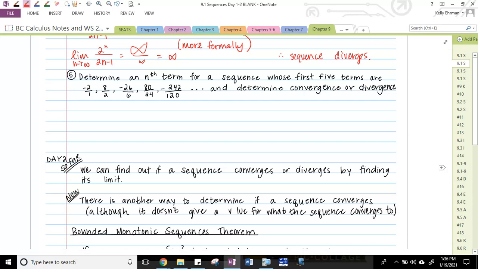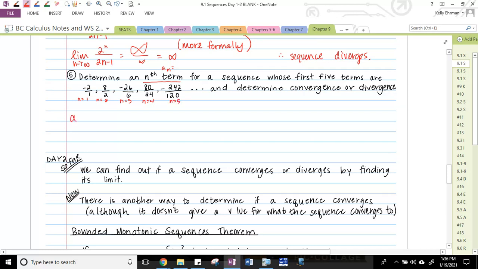Okay, last problem. Determine an nth term. Remember, that just means come up with the formula for a sub n. I got that in the beginning of the notes. For a sequence whose first 5 terms are these, and determine convergence or divergence. So again, I pretty much have to write the numbers for myself. I'm just kind of visual that way.